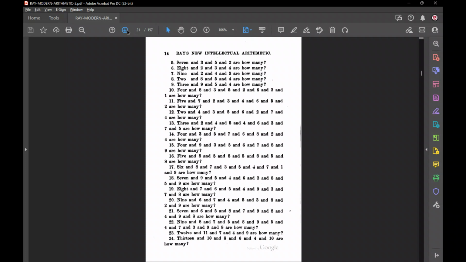When you try to add large numbers of ones, it gets confusing. And that's not how our numbers work. Our numbers are not expressing ones. Our numbers express tens and ones.